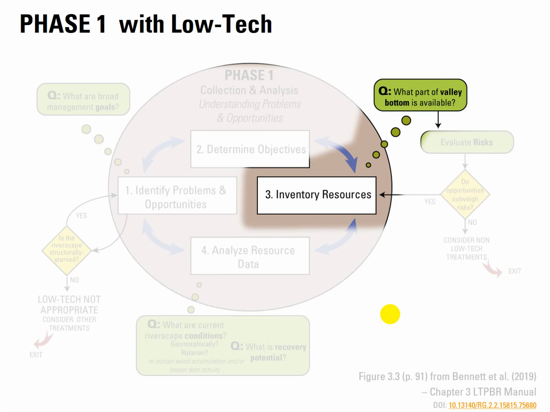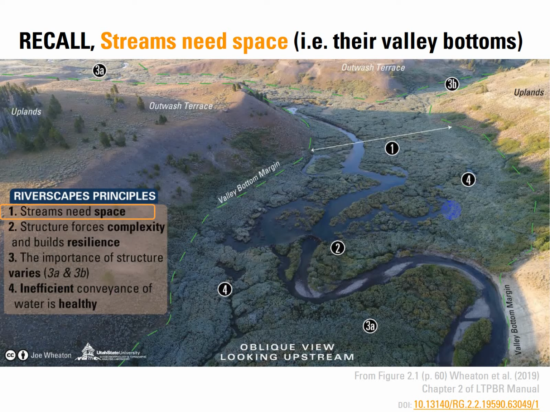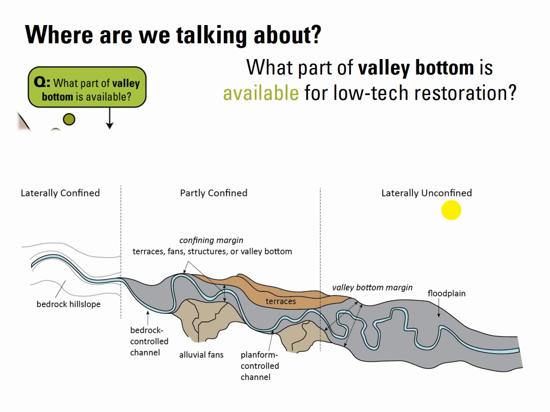And so we're going to jump ahead right now to the inventory of resources. And this is one of the key questions. What part of the valley bottom is available? Well, to answer that question, you need to know what a valley bottom is and have that valley bottom mapped first. Okay, so recall principle one, streams need space. They need their valley bottoms.